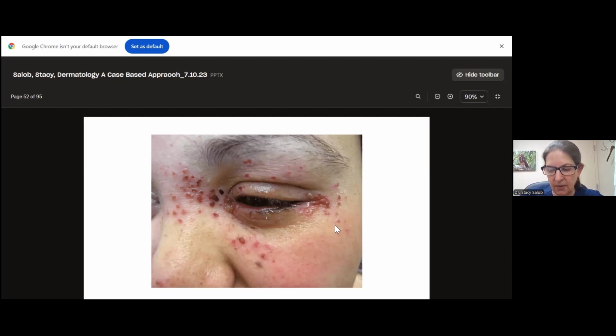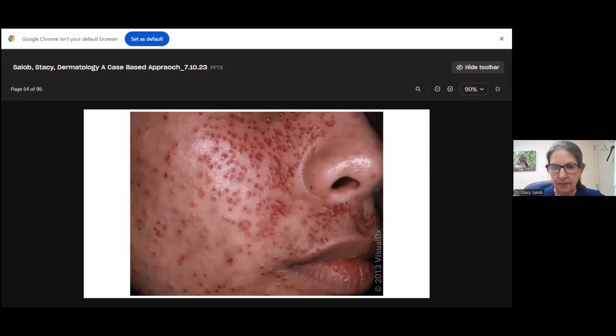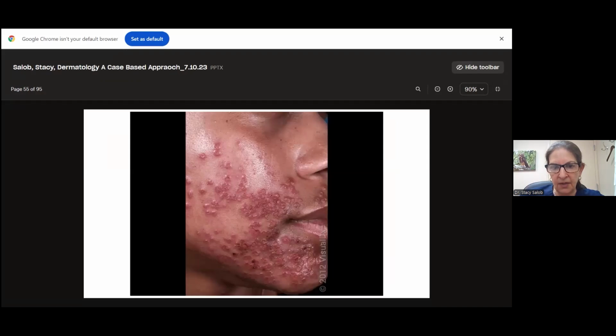I'll show you other pictures of this. Right, there we go. So this is a much more severe case of it. You can see how extensive this is, but still these grouped, pretty monomorphous crusted erosions.